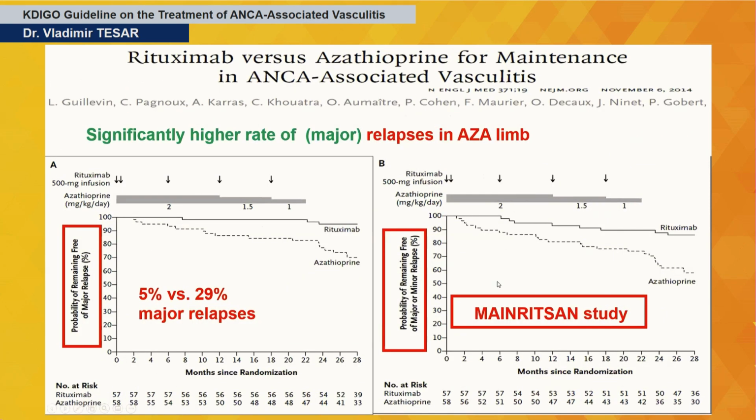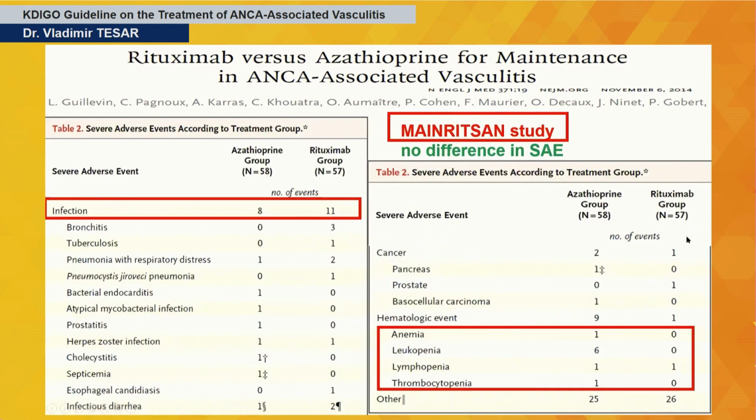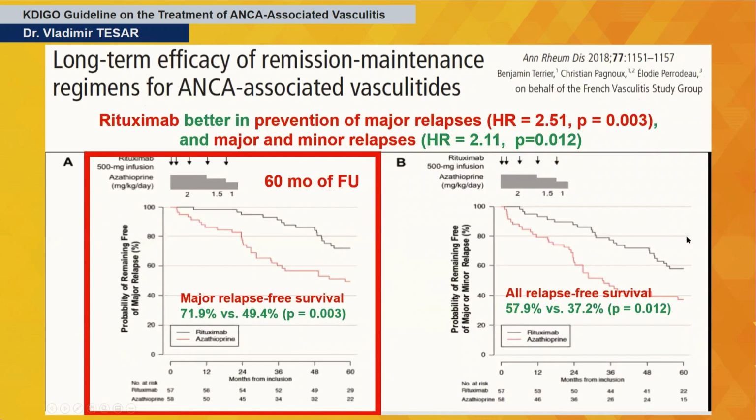And in this study, it was clearly shown that rituximab is better than azathioprine in terms of avoiding major relapses or any relapses. There were almost no relapses during the treatment, and there was a much lower rate of relapses even after rituximab withdrawal. And importantly, there was also no difference in severe adverse events.